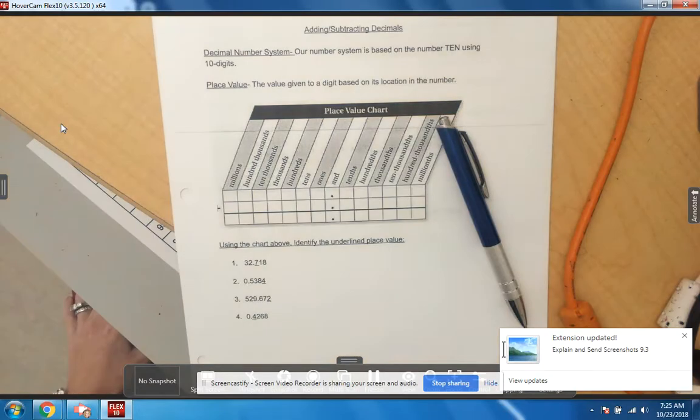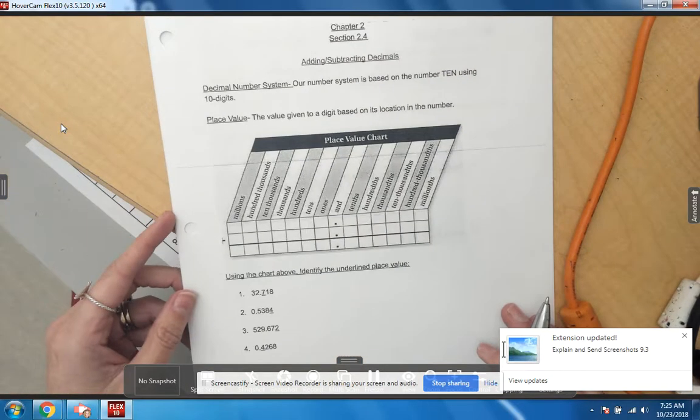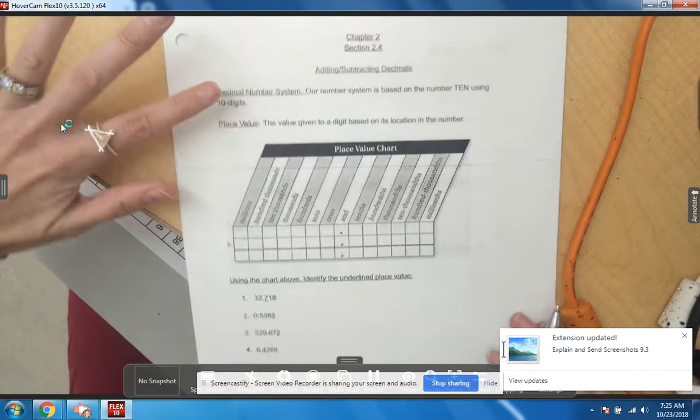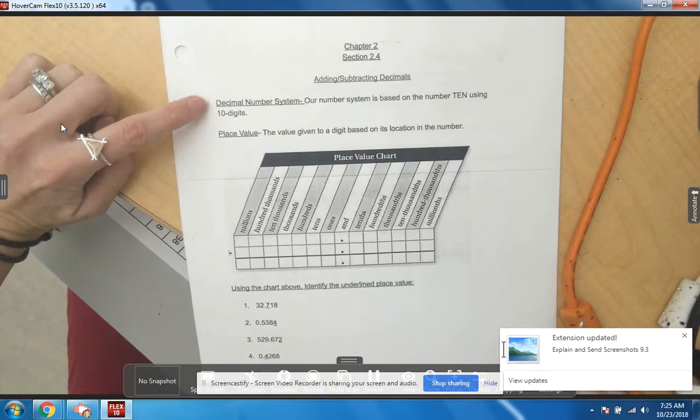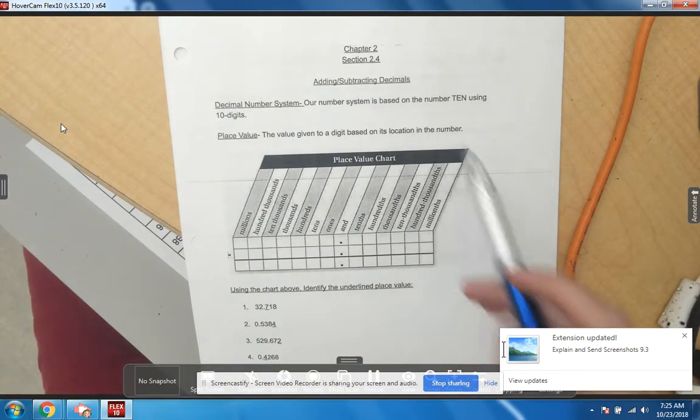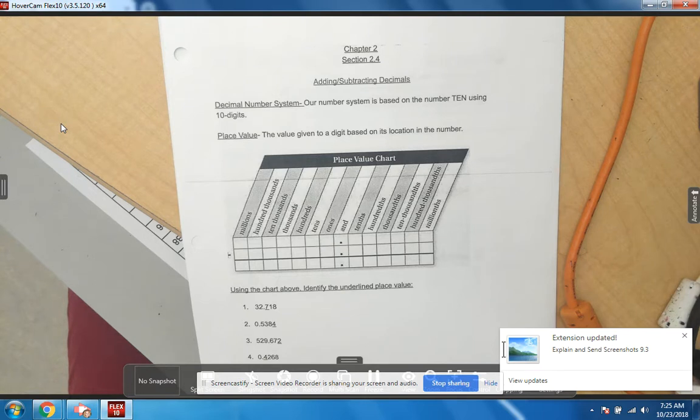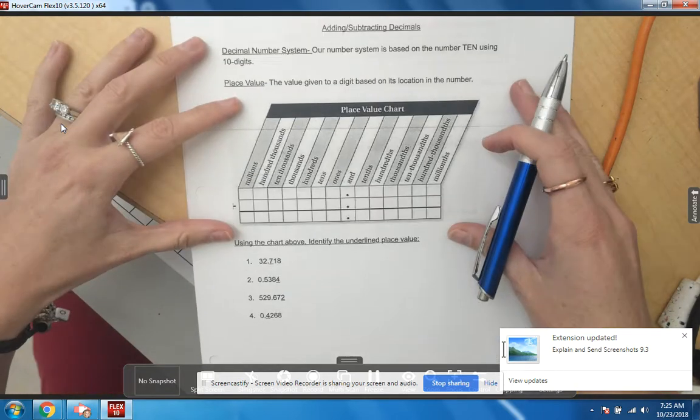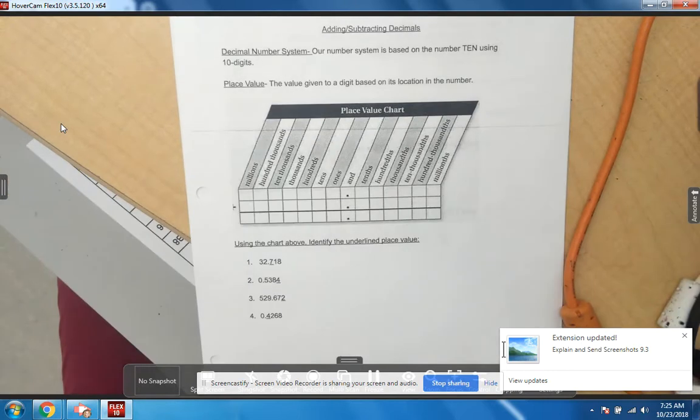So we are going to start the next unit, which is all about decimals. Just to remind everybody, a decimal number system is a number system based on the number 10, using 10 digits. Our digits are 0 through 9. There are different place values. This should be a quick review from last year.